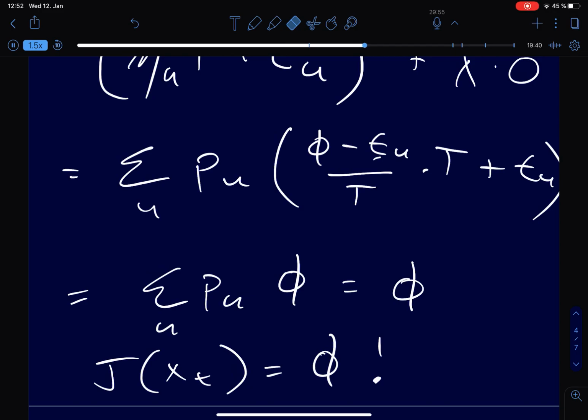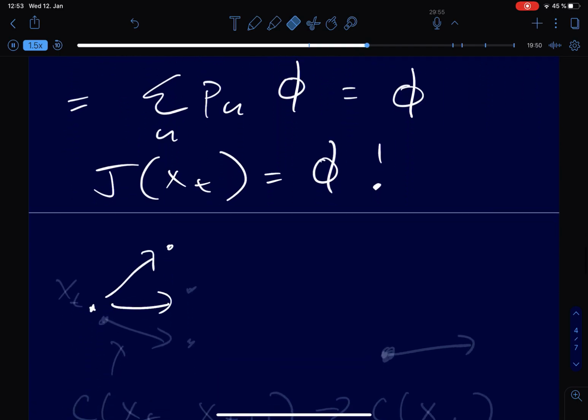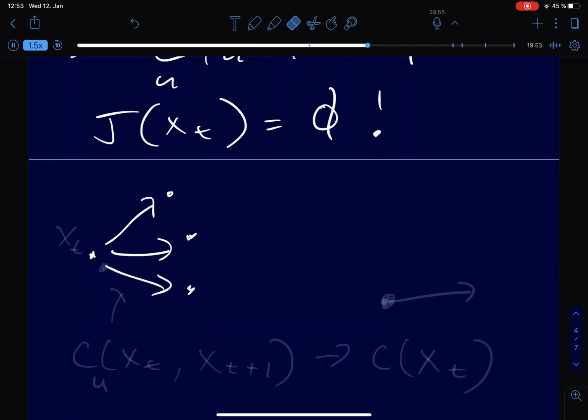So let's talk a little bit more about these transitions and where the cost is going, right? I find it easier to think about these transitions as the cost being on these edges between states.